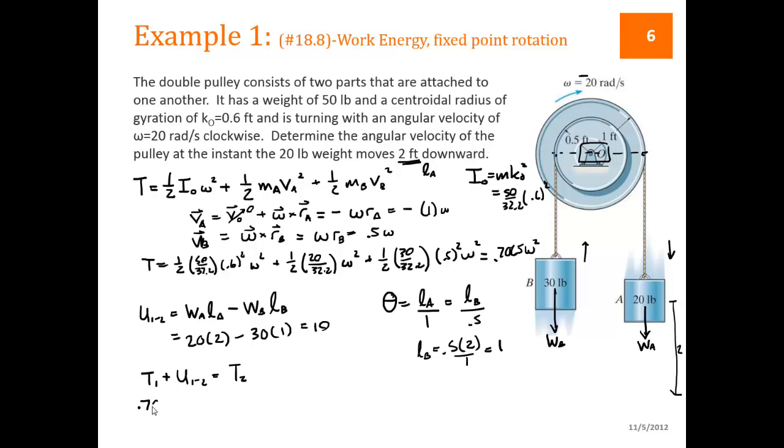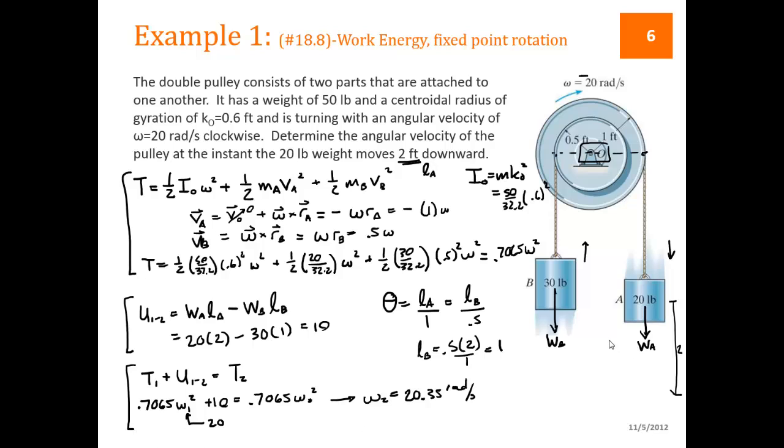T1 is 0.7065 from before times omega 1 squared. Omega 1 squared plus 10 equals 0.7065 omega 2 squared. Omega 1 is equal to 20, and we can solve for omega 2, which is 20.35 radians per second. So, in review, three steps: kinetic energy, work, and work energy. And on the side, we have some kinematics that are relating our variables together.